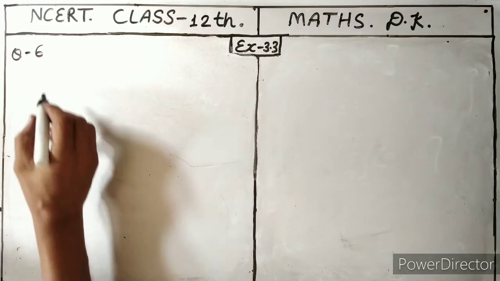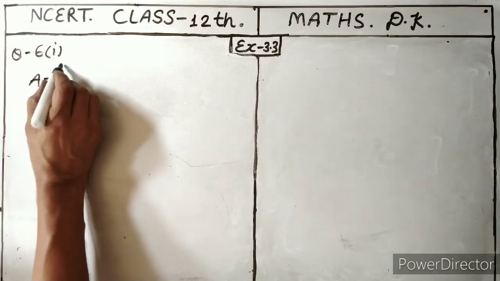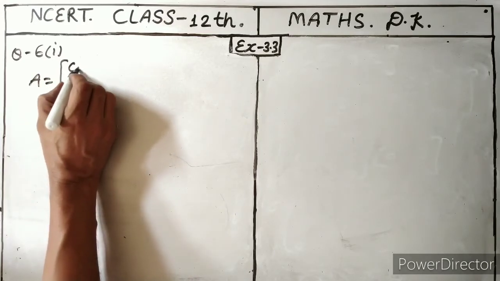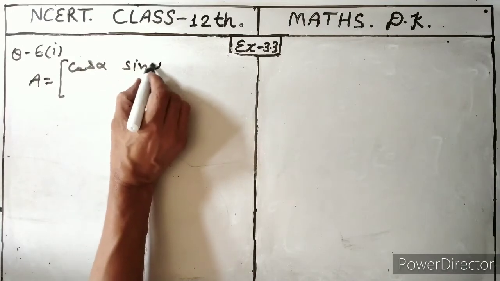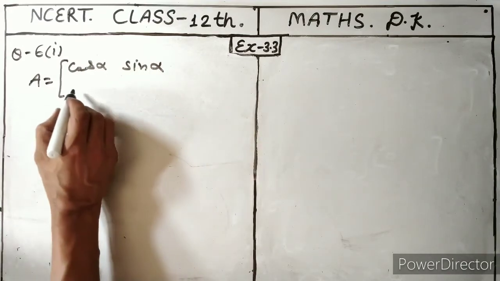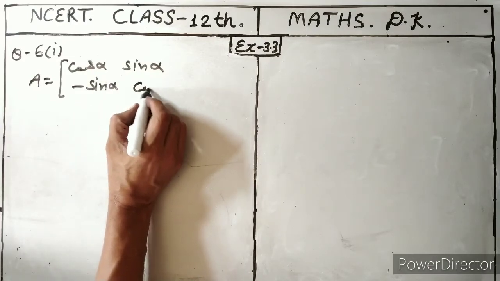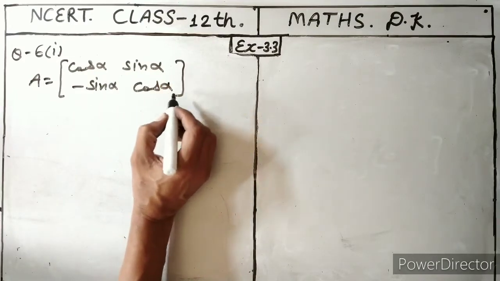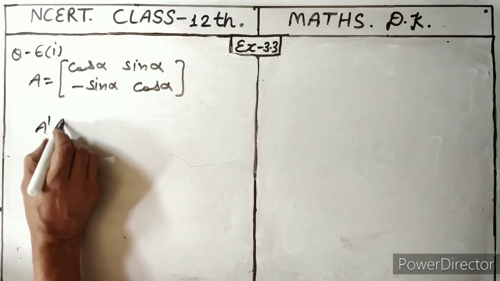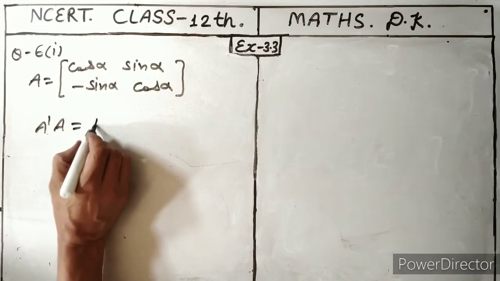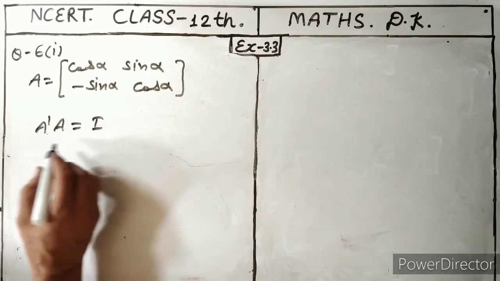Question number 6, first part. Here A is matrix cos alpha, sin alpha and minus sin alpha and cos alpha. This is A matrix, and we verify A transpose and A equals identity matrix. Then we find out A transpose.